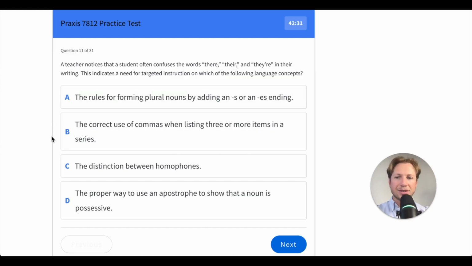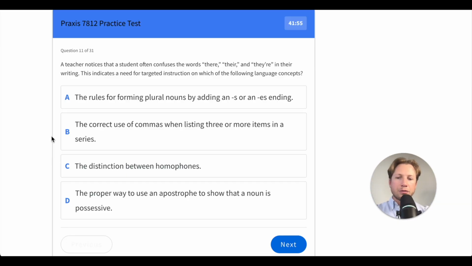Question 11 asks, a teacher notices that a student often confuses the words there, their, and they're in their writing. This indicates a need for targeted instruction on which of the following language concepts? Read the answer options and pick the one that you think is the best. Okay, so I'm also reading them.